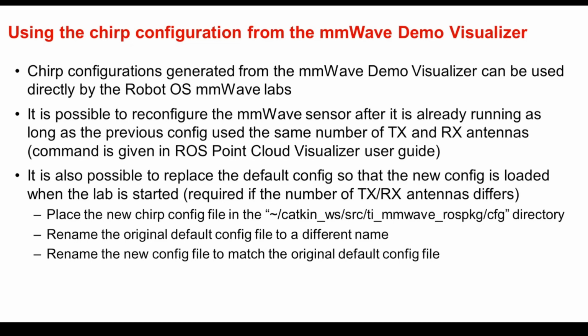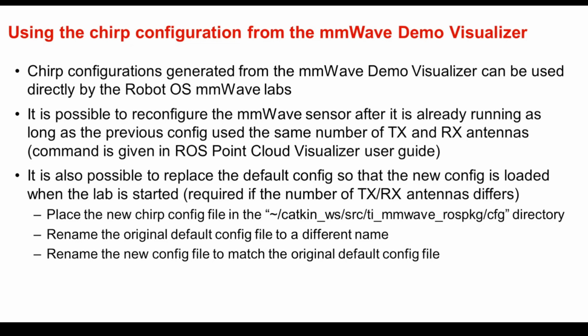There are two ways to use the chirp configuration. In the first way, it's possible to reconfigure the mmWave sensor after it is already running as long as the previous config, which was used to start up the device, used the same number of transmit and receive antennas. The command to perform this is given in the ROS Point Cloud Visualizer Lab User Guide.